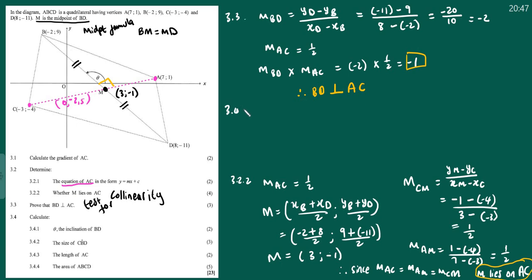3.4.1 then says calculate theta, the angle of inclination of BD. Now we enter grade 11. This is BD here, right? We need theta, the angle of inclination.